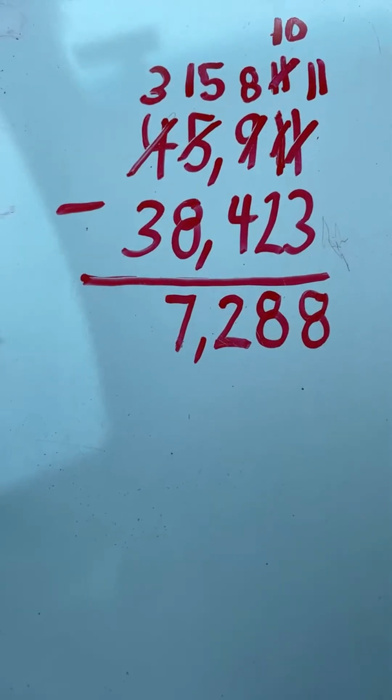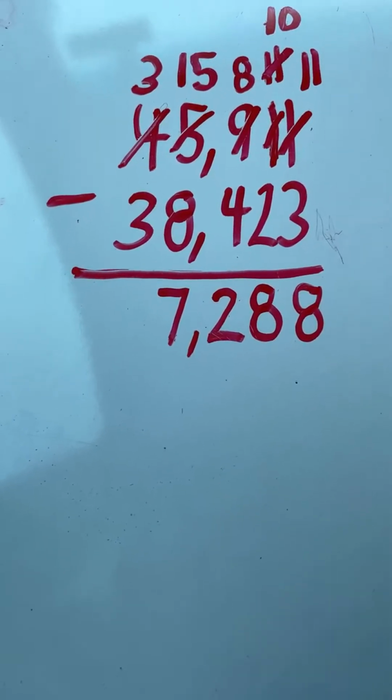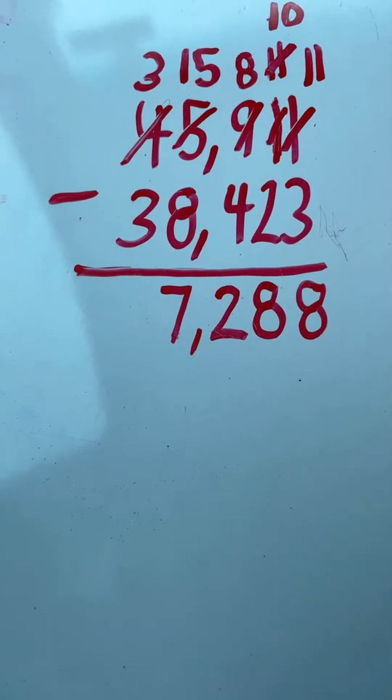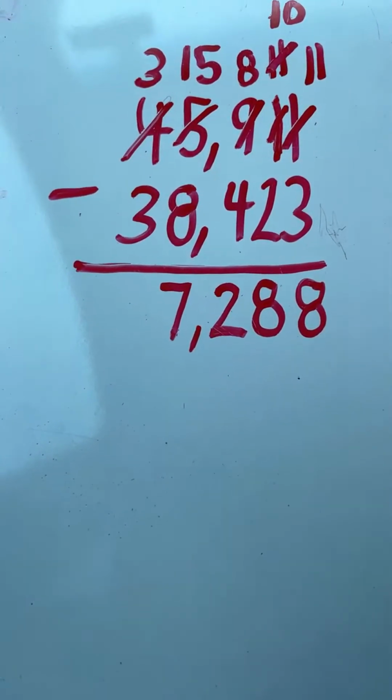Alright, so 45,911 minus 38,423 equals 7,288.